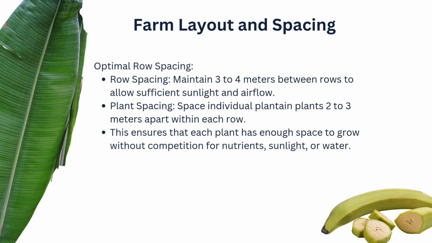Now let's talk about spacing. When you want to space, you have to maintain 3 to 4 meters between rows to allow for sufficient sunlight and airflow.